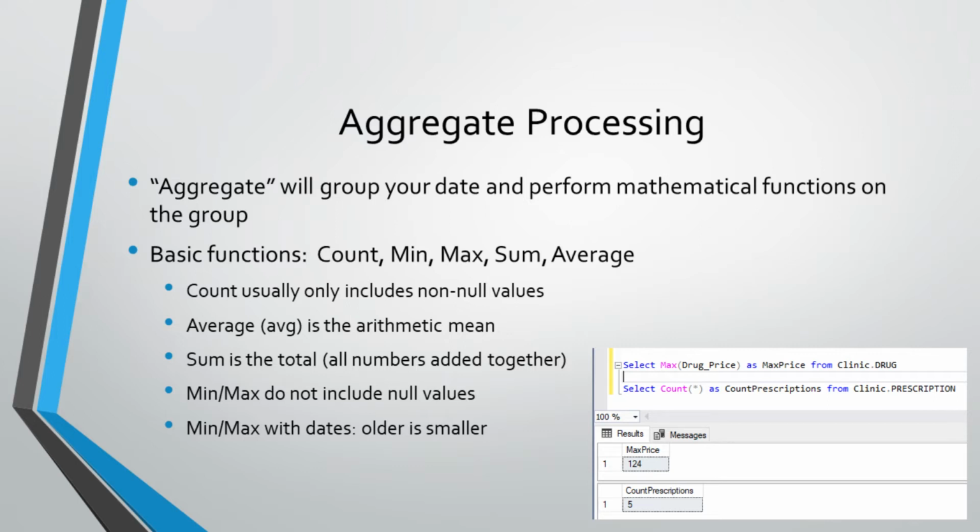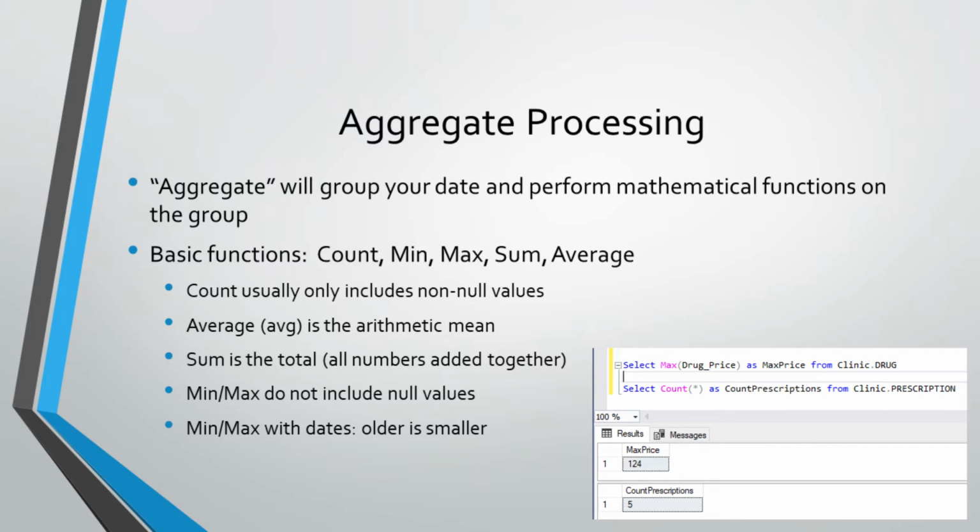The min and max do not include null values for the purposes of minning or maxing. So a null value is neither a min nor a max. You're not going to get that. And the arithmetic mean is your average, so it's AVG. It's not the word average, it's just AVG in SQL Server. It may be different in other DBMSs. And so what we've done here is select max drug price from our clinic drug. And so our most expensive drug in this system is $124.